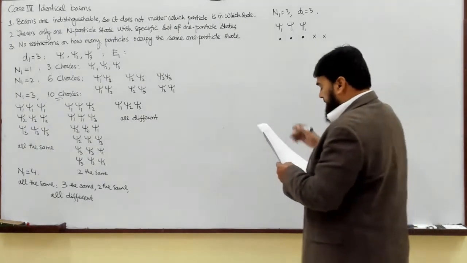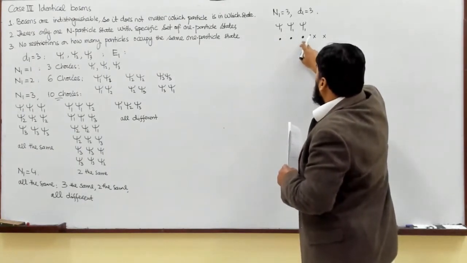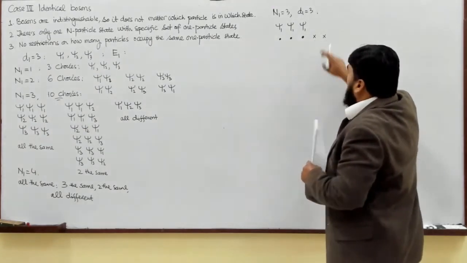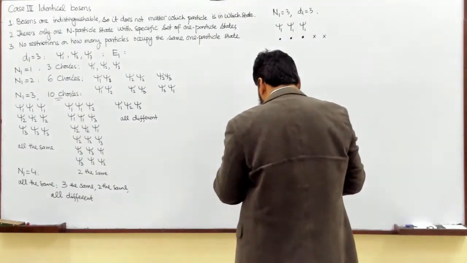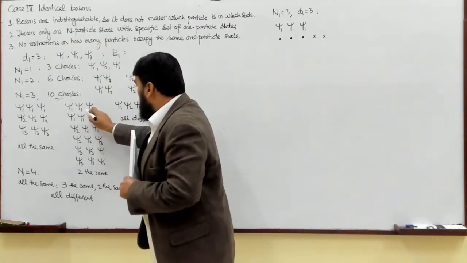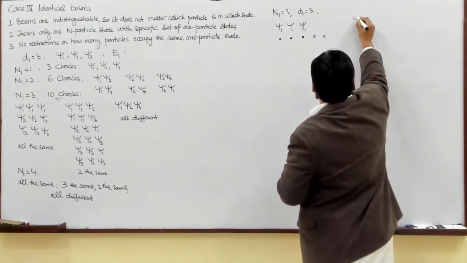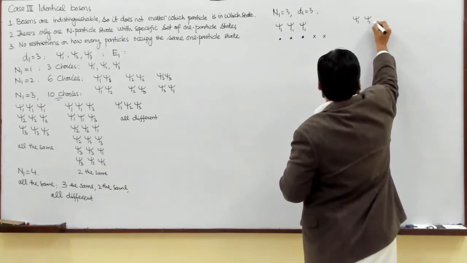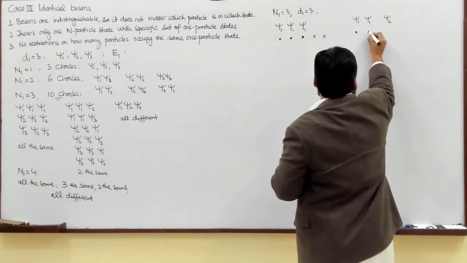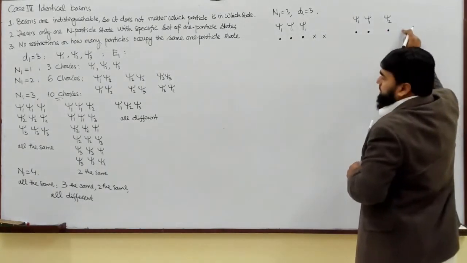So this I can say: one particle in psi 1, one particle in psi 1, one particle in psi 1. So all three particles are in psi 1, while no particle is in psi 2 and psi 3. If I have this combination, psi 1, psi 1 and psi 2, it means two particles in state 1 and one particle in state 2 and no particle in state 3.